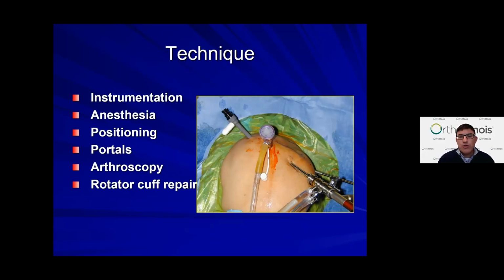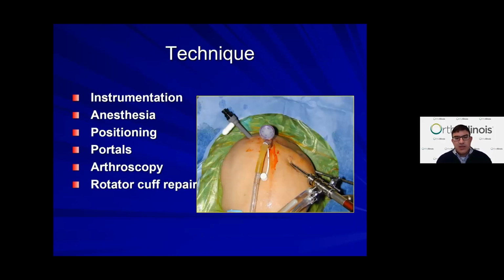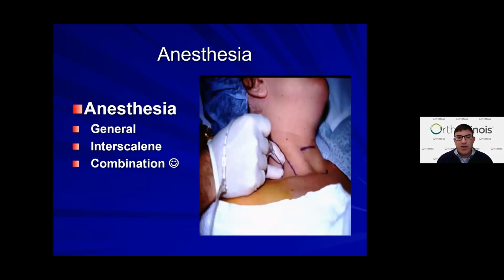So when you do a rotator cuff or any other arthroscopy, there are basic techniques. This is a view of a patient from the side, and we're looking at the arthroscopic portals in the shoulder. The drapes that you see are how we normally drape someone in the beach chair position. We're going to go over briefly the instrumentation, the anesthesia, how we position them, the portals, and then how we actually repair the cuff.